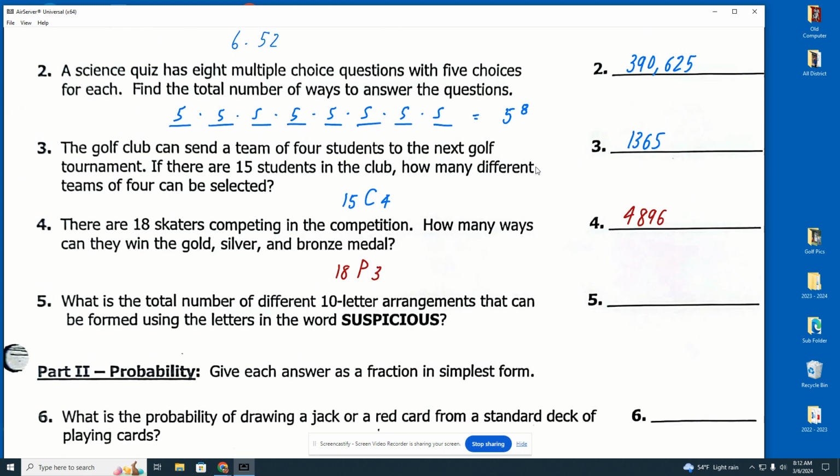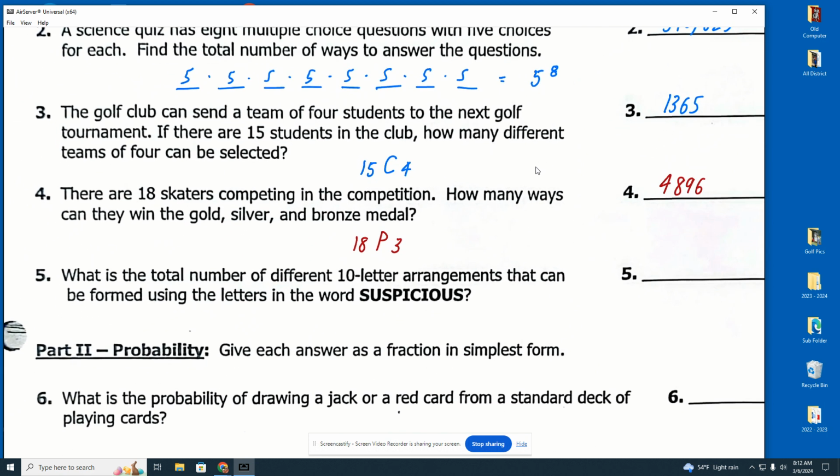But I think number 5 tricked some people. So let me talk about this one. Number 5 says, what's the total number of different 10-letter arrangements that can be formed using the letters in the word suspicious? So we had this a couple of different ways.